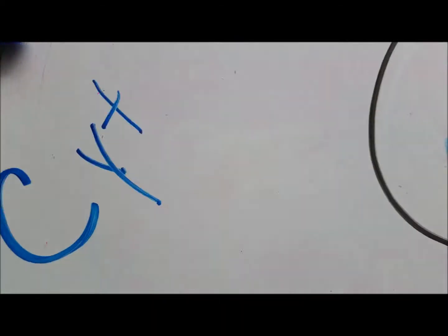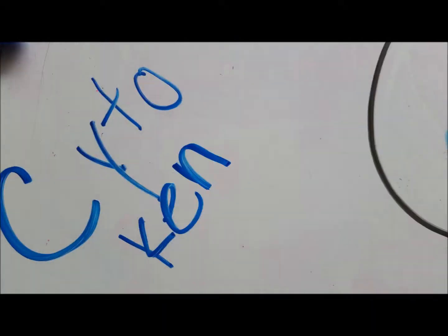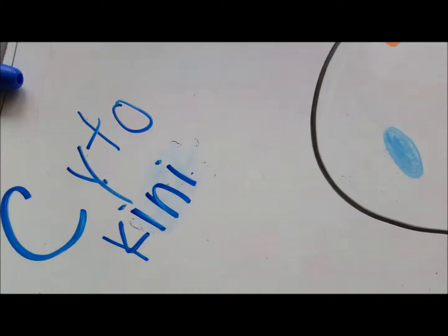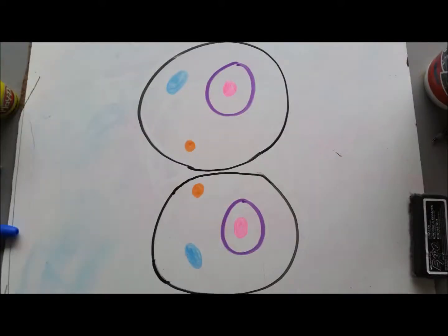After telophase is over, we finally reach the last phase, which is called cytokinesis. Cytokinesis, what we've been working toward this whole time, finally pays off and the cell breaks off into two identical daughter cells.